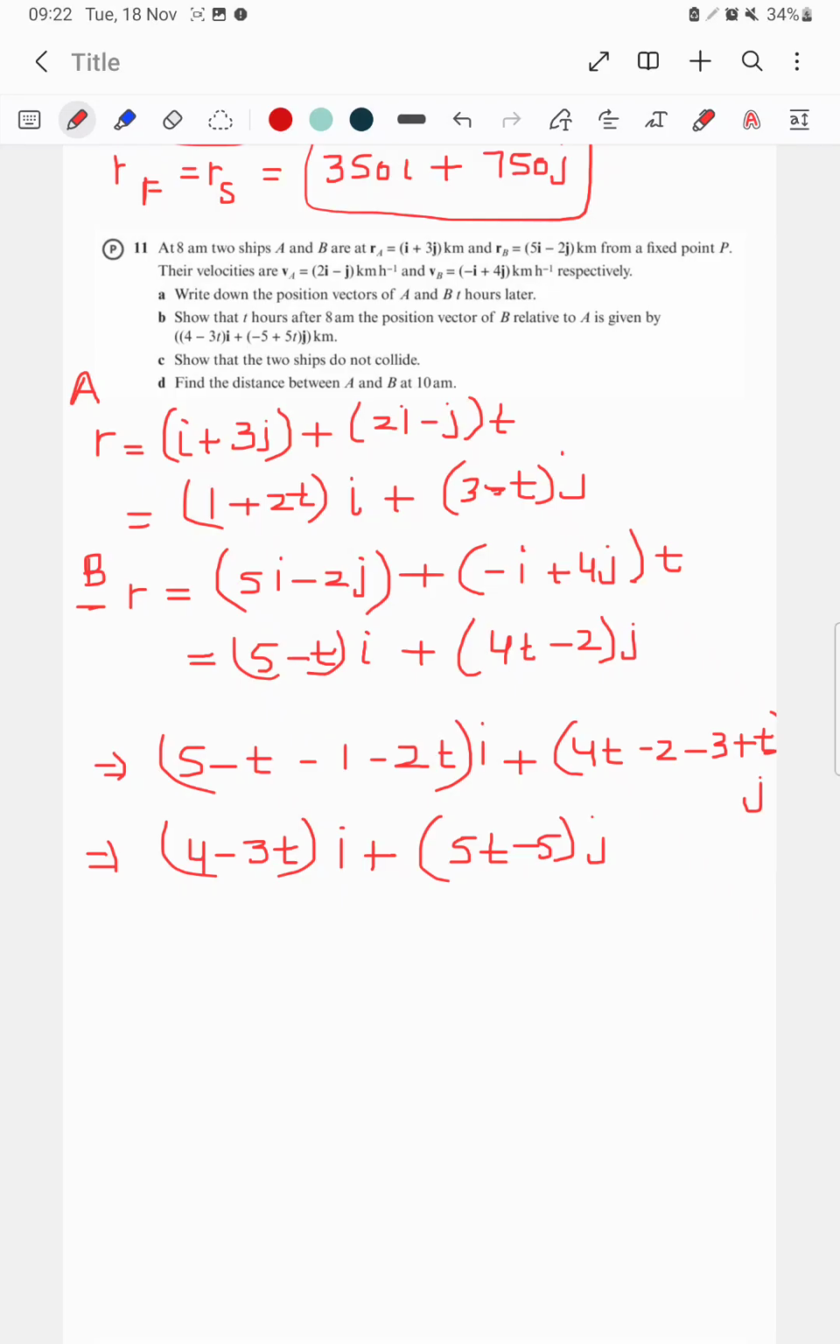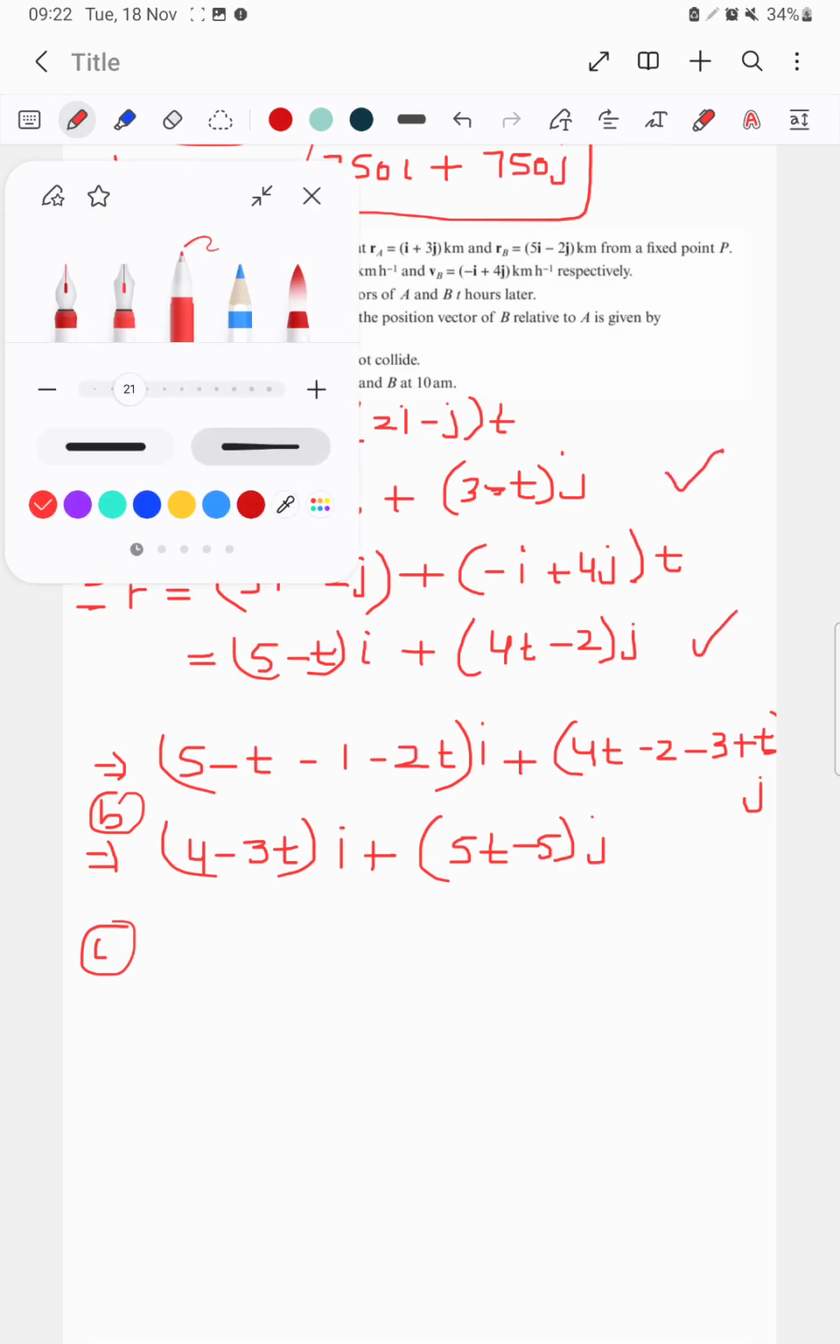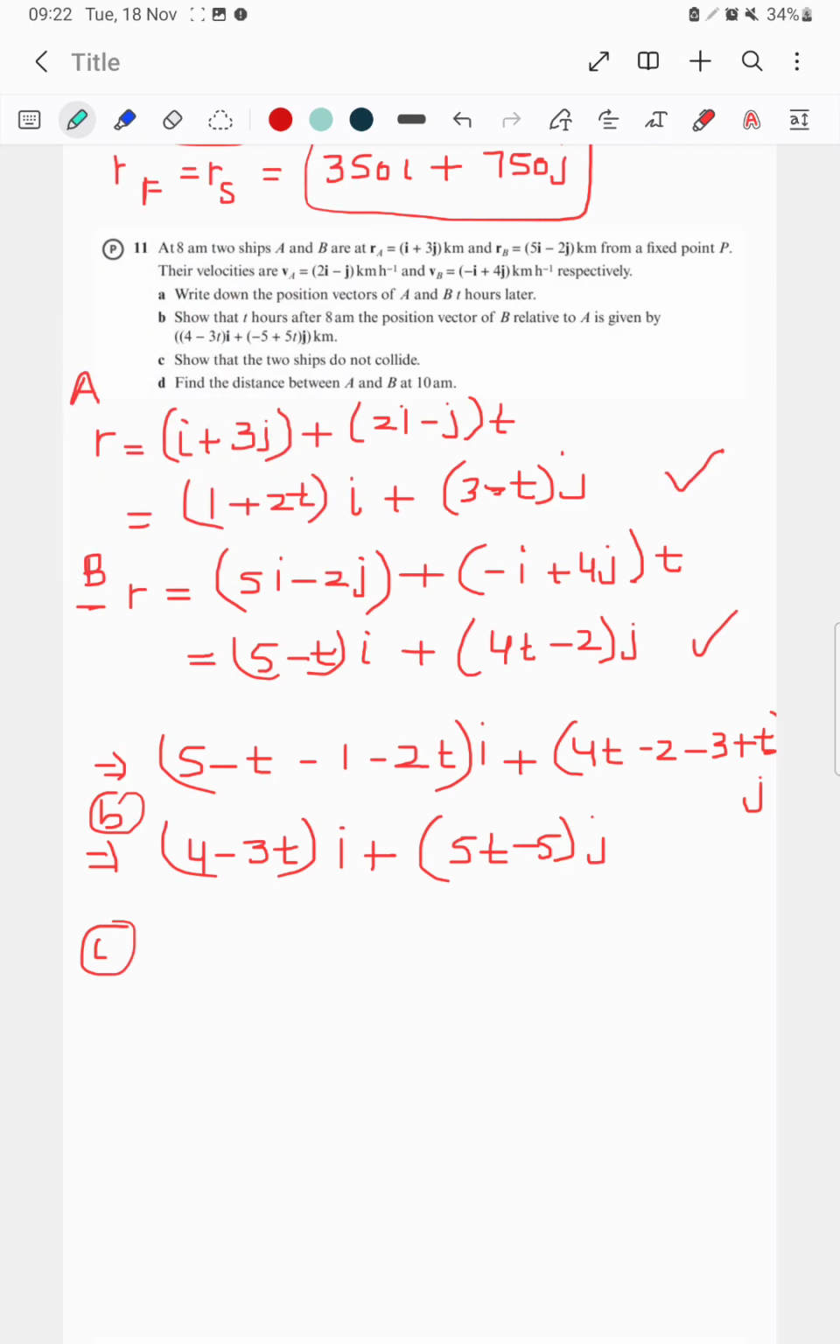Now this is the B part of the question. Then the C part is to show that the two ships do not collide. If they do not collide, that means when we find their position vectors, the i and j components should not be the same, and if I try to make them the same, I will not get the same t value.